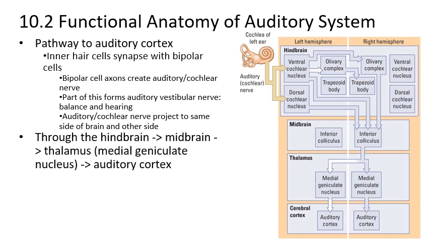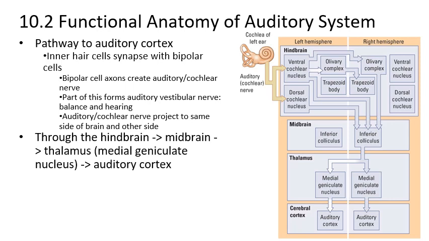Okay, so the auditory nerve goes through the hindbrain. The auditory information goes to the midbrain then, and then to the thalamus, specifically to the medial geniculate nucleus, and then it goes to the auditory cortex. So we're seeing some similarities between the visual system and the auditory system.